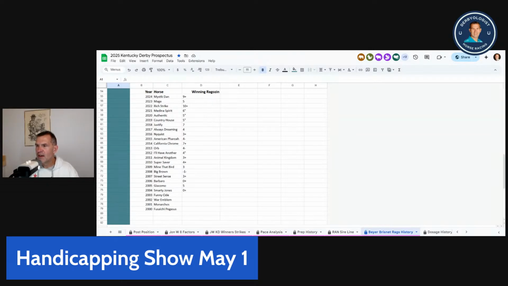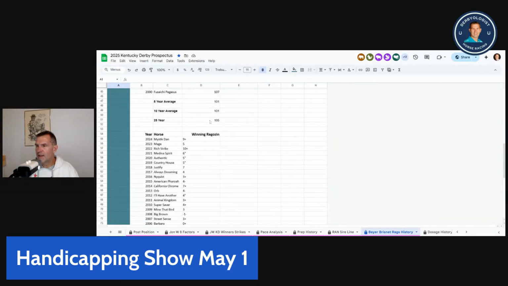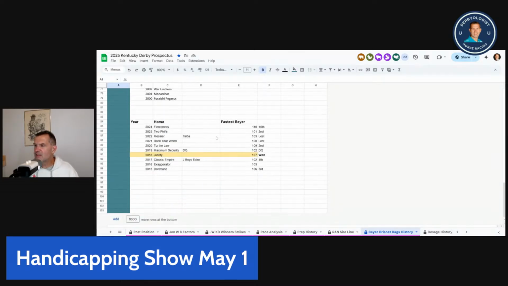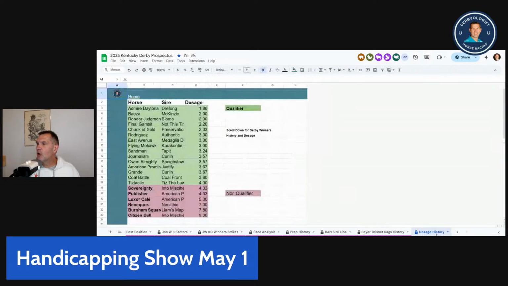Mage was about average, and then Rich Strike was slow on the Raisin scale, mainly because he saved a lot of ground and he had kind of a rail trip. And then the fastest buyer, the last time the horse that won the Derby with the fastest buyer was done was 2018 with Justify. So that's why you need more information than just the fastest buyer. And that's why I like to look at the final fractions, the pace analysis, the strike system. And a lot of people like to look at trip notes and trip handicapping. Then I've got a dosage history.